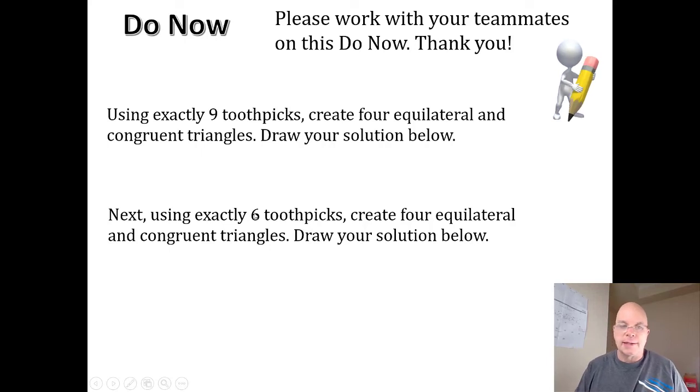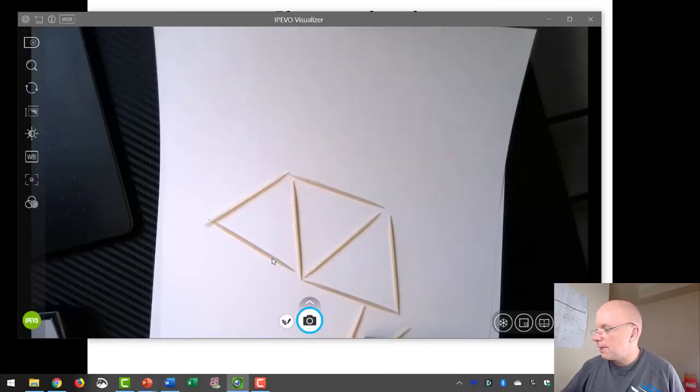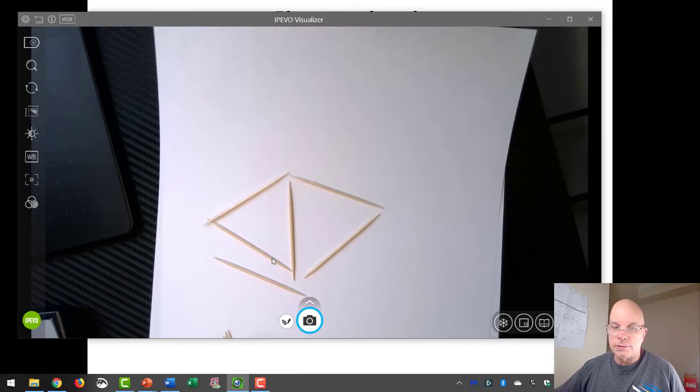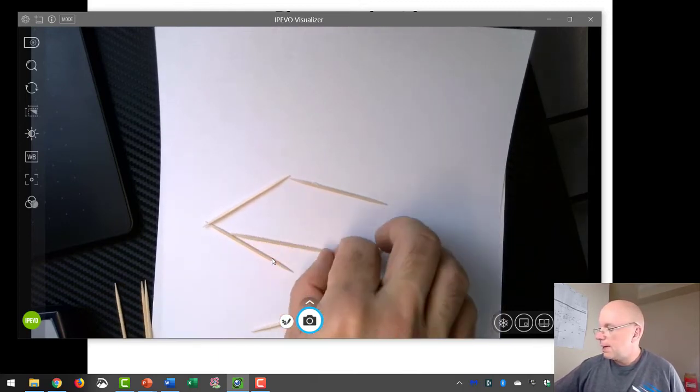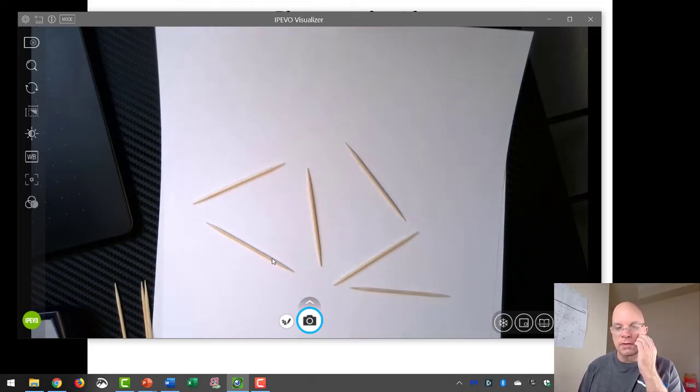Now, using exactly 6 toothpicks, create 4 equilateral and congruent triangles. So now we're going to do the same thing, but take away 3 of the toothpicks. Try to make 4 equilateral congruent triangles with 6 toothpicks. You can pause and try that on your own if you'd like.